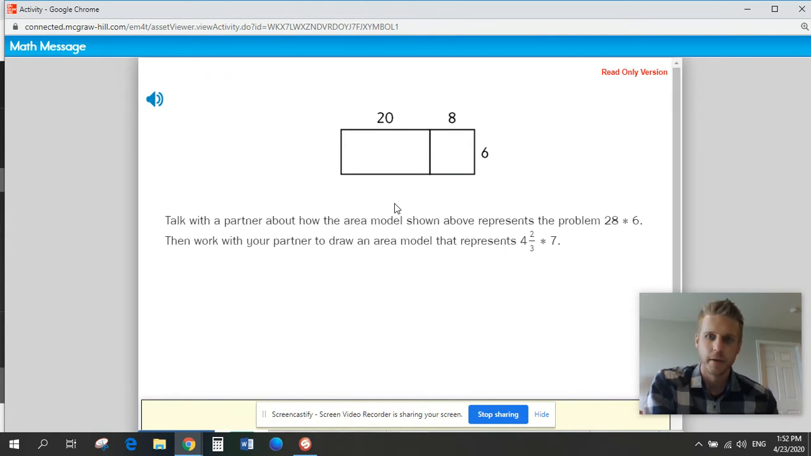So talk to a partner, dog, cat, brother, sister, anyone who is nearby. Talk to the wall if need be.